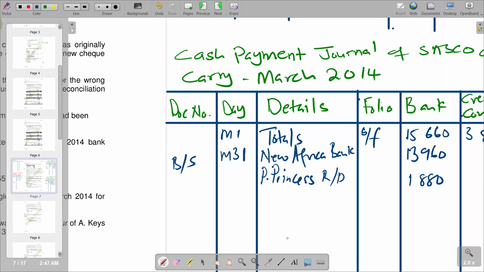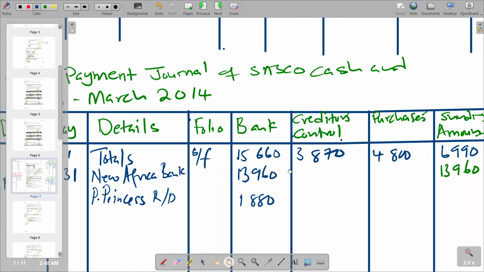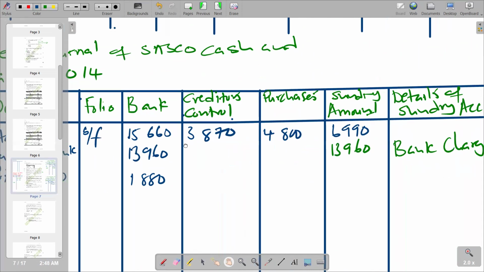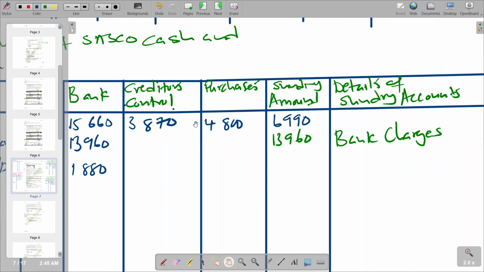And then we check if it qualifies under creditors purchases. We see that it doesn't qualify, so we put it under sundry as 1,880. And we check what description we are going to give.